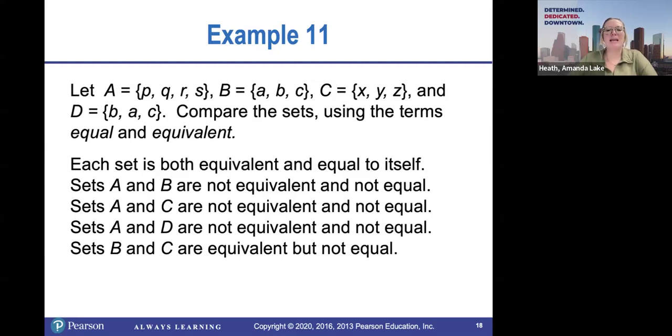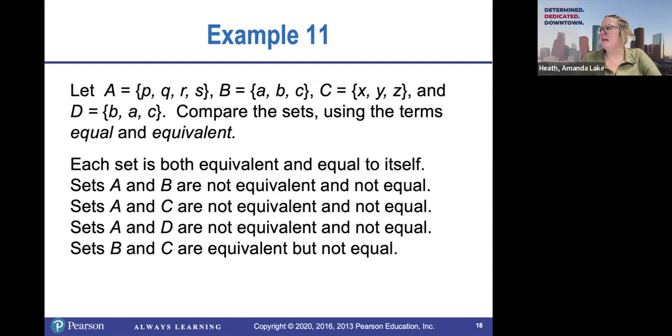Finally, if we think about B and C, these are going to be equivalent but not equal. So these are equivalent because we can make a one-to-one correspondence between them, right? We could say A gets paired with X, B gets paired with Y, C gets paired with Z. That's a one-to-one correspondence. But they're not equal sets because they don't have the same elements. A, B, and C are different elements than X, Y, and Z.